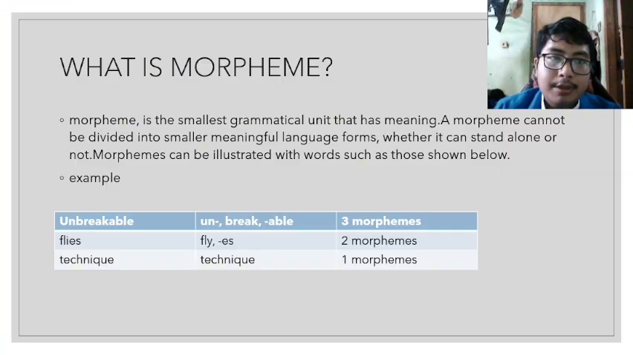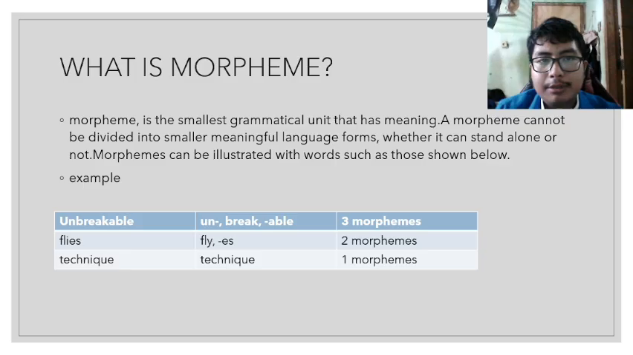What is morpheme? Morpheme is the smallest grammatical unit that has meaning. A morpheme cannot be divided into smaller meaningful language forms, whether it can stand alone or not. Morphemes can be illustrated with words such as those shown down below.